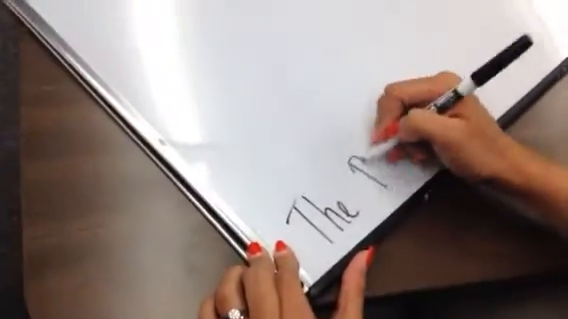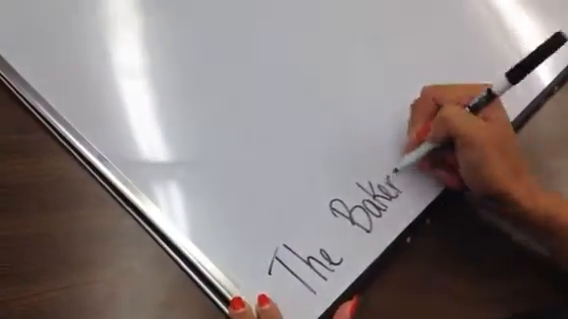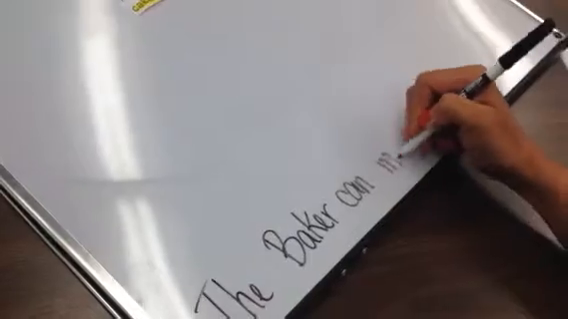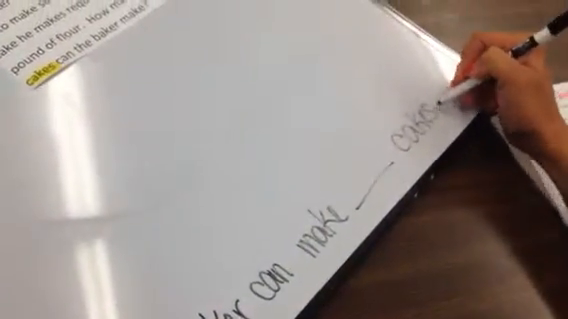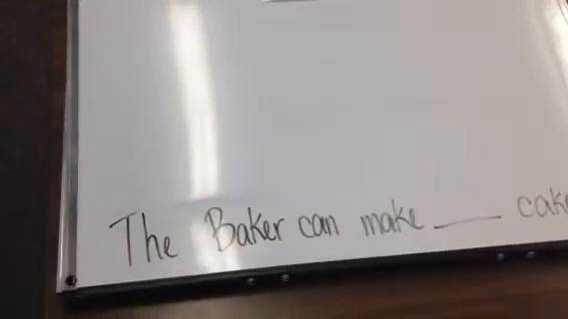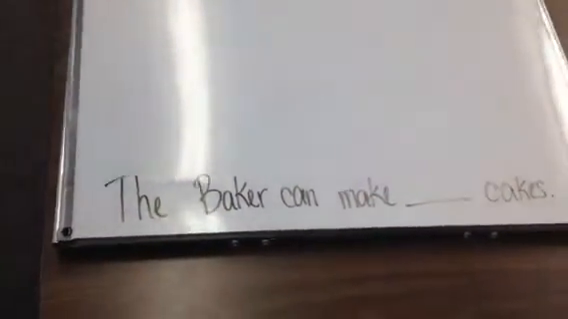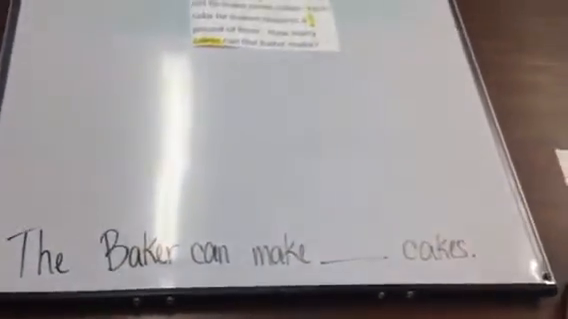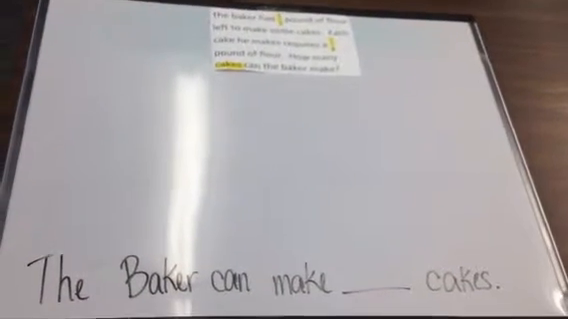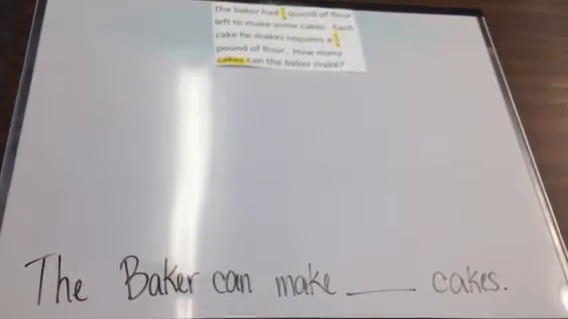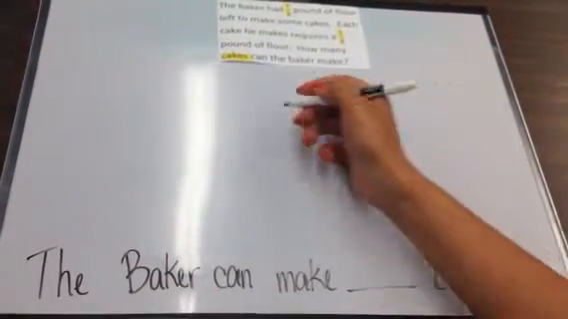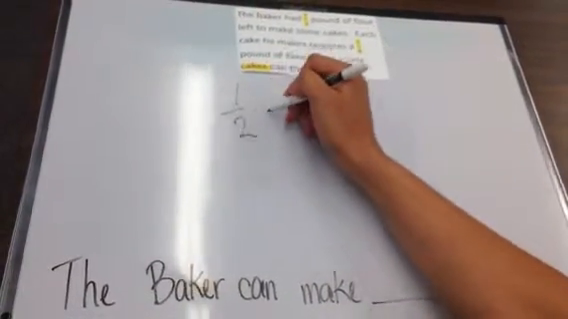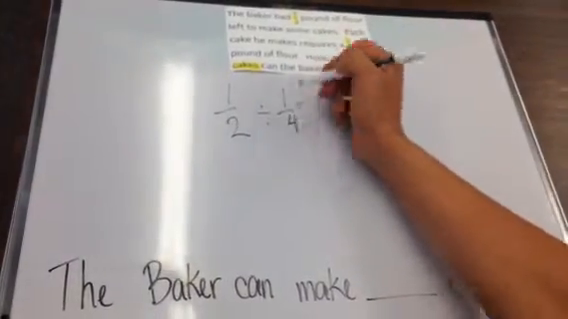The baker can make blank cakes. So we have 1/2 pound of flour, and for each cake he uses 1/4 of a pound of flour. So we need to see how many 1/4ths are in 1/2. So our problem we're trying to find out is 1/2 divided by 1/4.